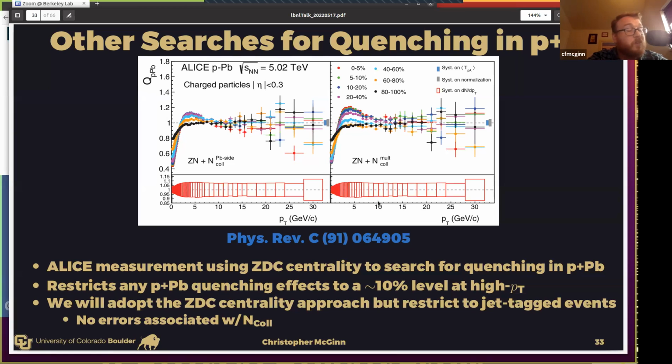So from these centrality-binned charged particle Q_pPb, you can say, okay, I've ruled out quenching effects on this order. We're going to do a similar study using a larger high pT sample with ATLAS, but adopting the Q_pPb approach of using the ZDC to define centrality in p-Pb to avoid biases associated with dijet production, biasing mid-rapidity activity categories when the overall activity of an event is very low. However, we're going to do this on a per jet tag basis, so we'll have no errors associated with the determination of N_coll for these different p-Pb centrality classes.